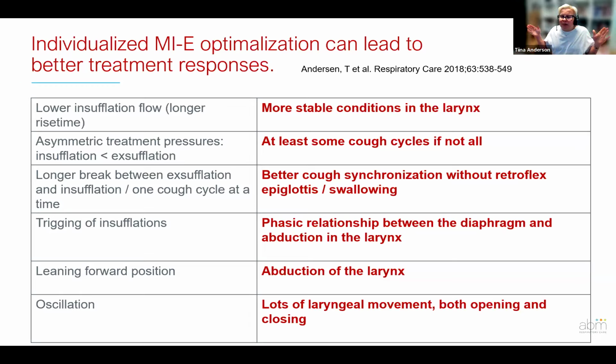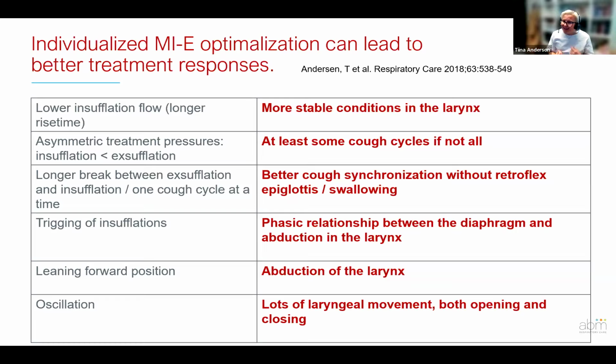If we try to keep a little bit longer break between the exsufflation and the next insufflation, or just take 1 or 2 cough cycles at a time, the patient managed to synchronize the cough much better. If we just have very rapid cycles of insufflation, exsufflation over very many cycles, the patients often start to swallow and it's not working well.